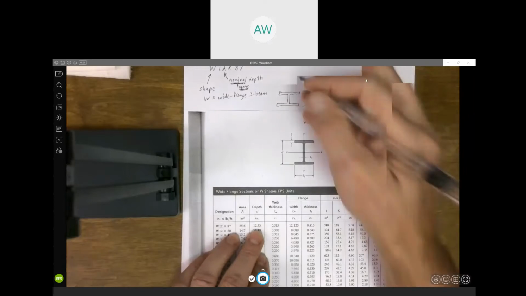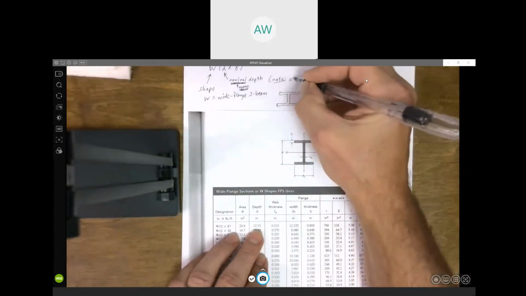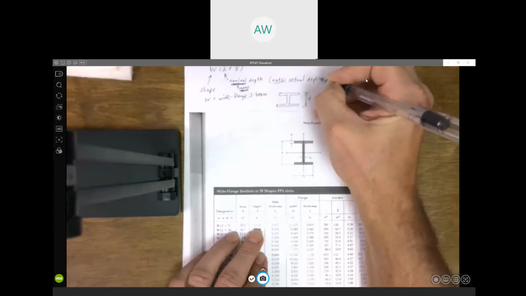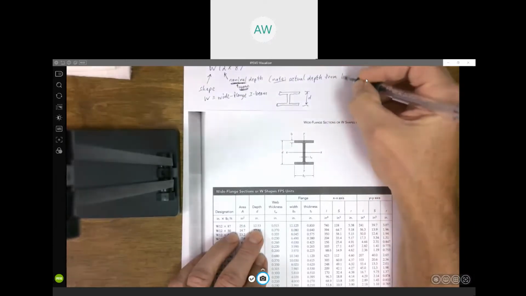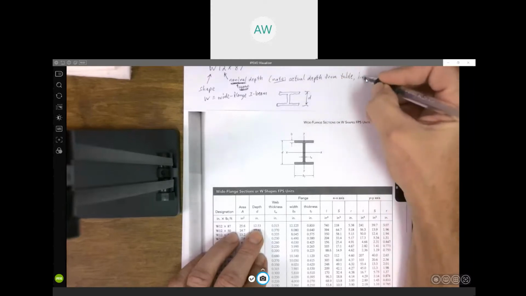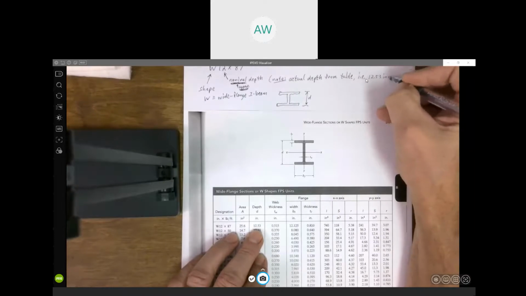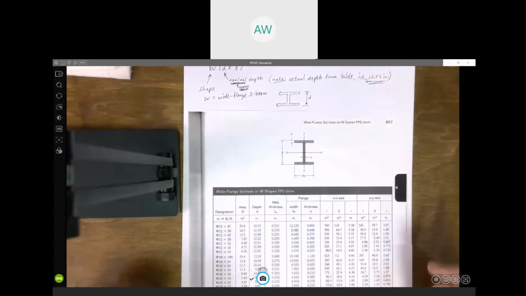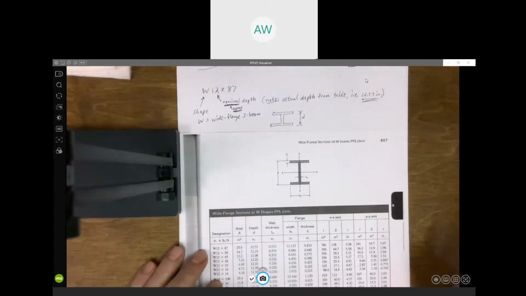12.53. So just note here the actual depth comes from the table. And for this one, it's 12.53 inches. Right, so it's not exactly 12. Right? There we go.